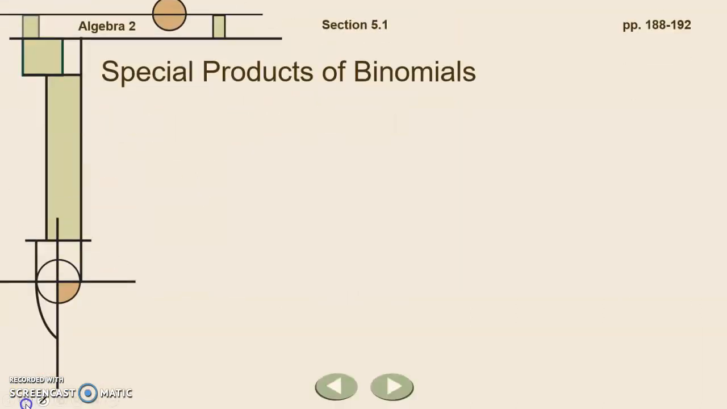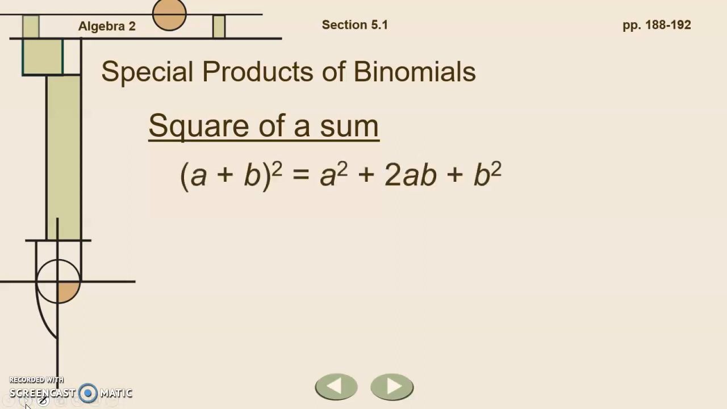Our second special product of binomials is called the square of a sum or sum of squares. You'll hear it both ways. Square of a sum or sum of squares. And that's when you have a term that looks like this: a plus b squared. So we've got a sum, a plus b, and we are squaring it. That's where we come up with the term sum of squares.